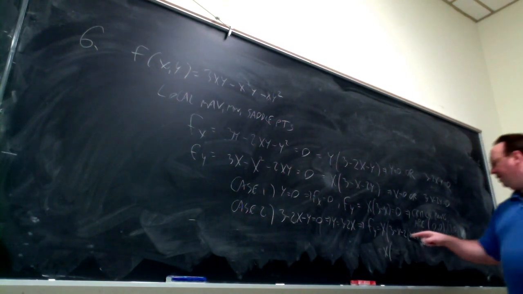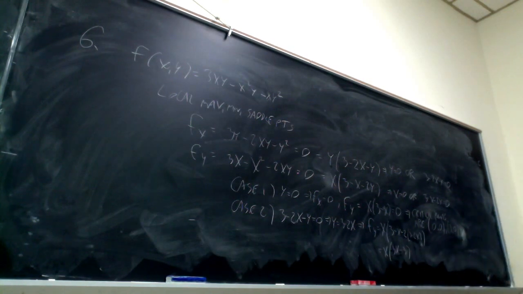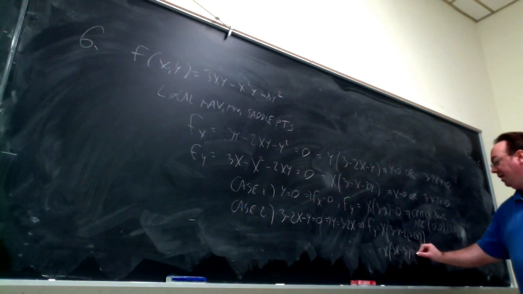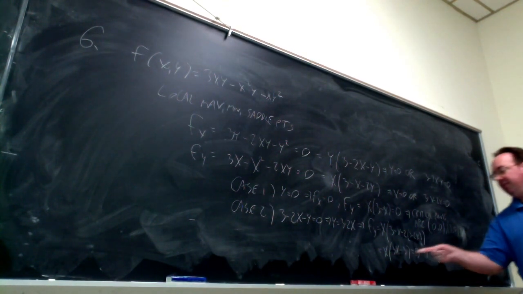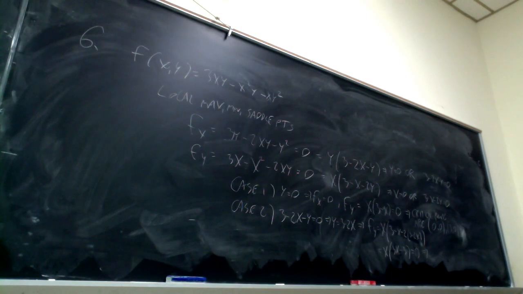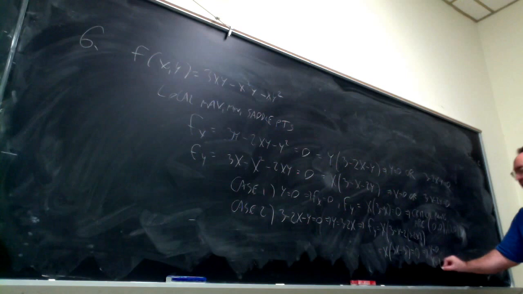So you get 3x minus 3, and that must be equal to 0. So what does this tell us in terms of finding either x or y for a critical point? What are the possibilities? Yeah, so we get x equals 0 or x equals 1. We have to check both.